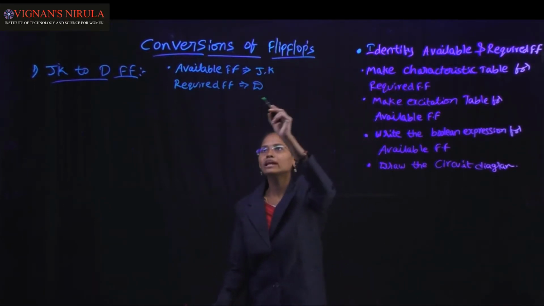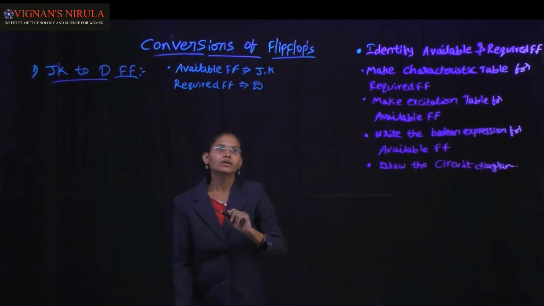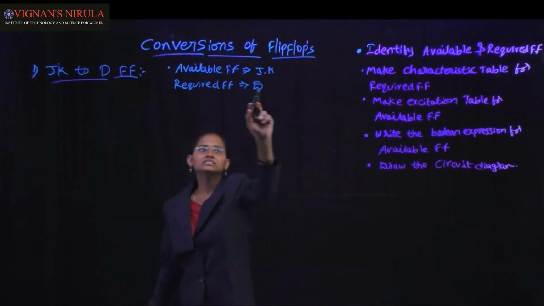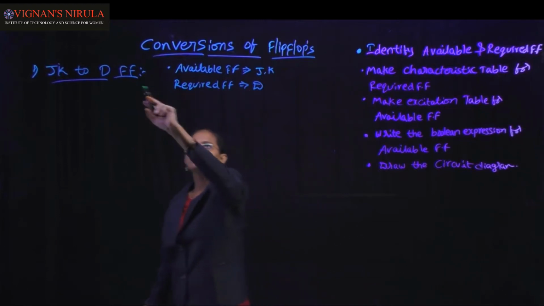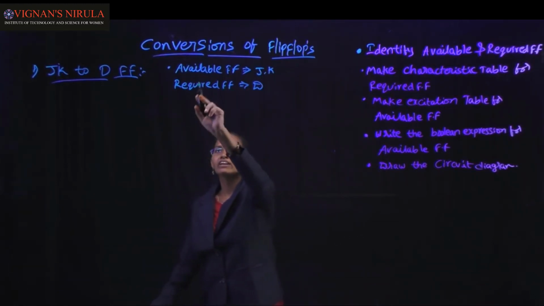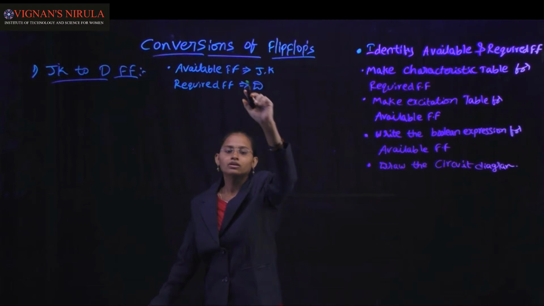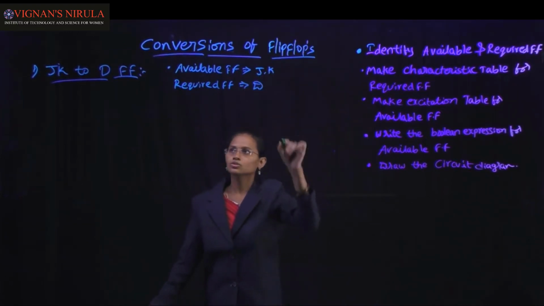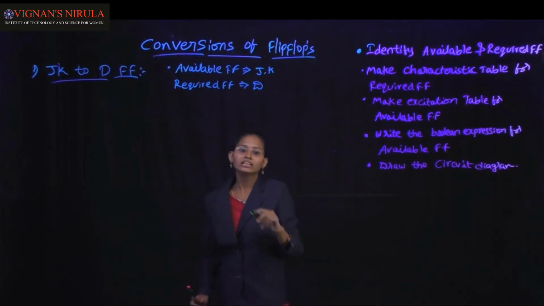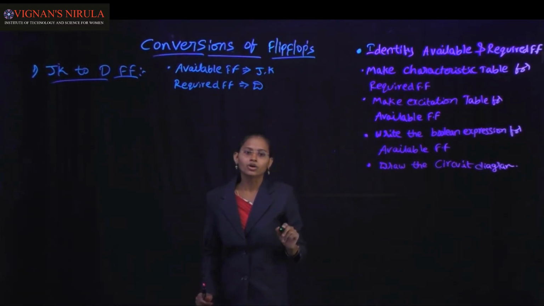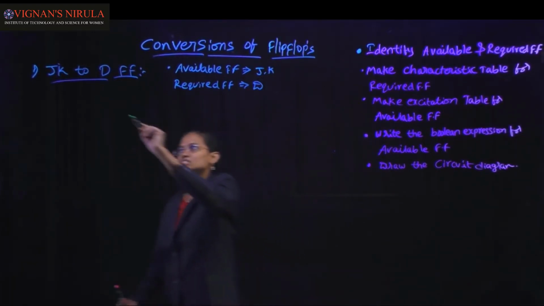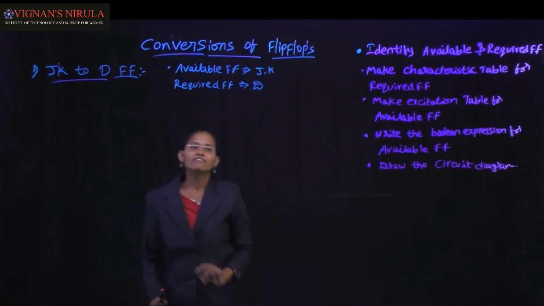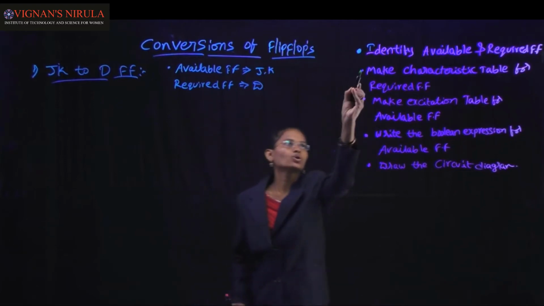Identify the available and required flip-flop. Okay, if you consider available flip-flop is D and required flip-flop is J, so you consider the mismatch of this one. Overall the conversion is wrong. You must follow the first one is the available flip-flop and second one is the required flip-flop. And then next go to the second step.